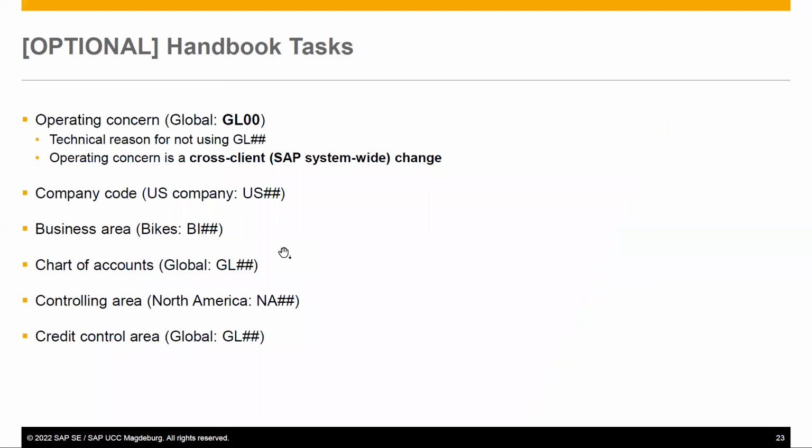Now the task we are going to do in the case study, we will create the operating concern. We have the operating concern, we will not create it, we will use it. We'll create the company code, the business areas, chart of account, controlling area, and the credit control area. You see, this is our organizational data. That is what we will create.